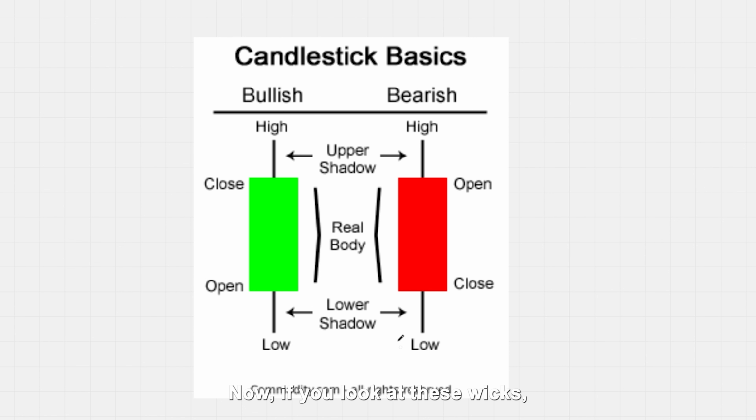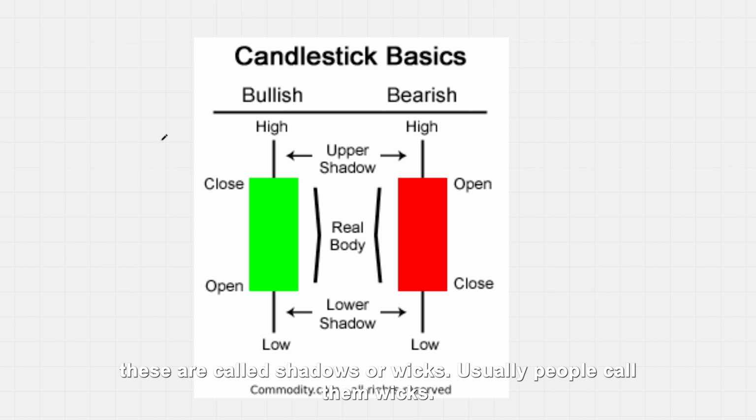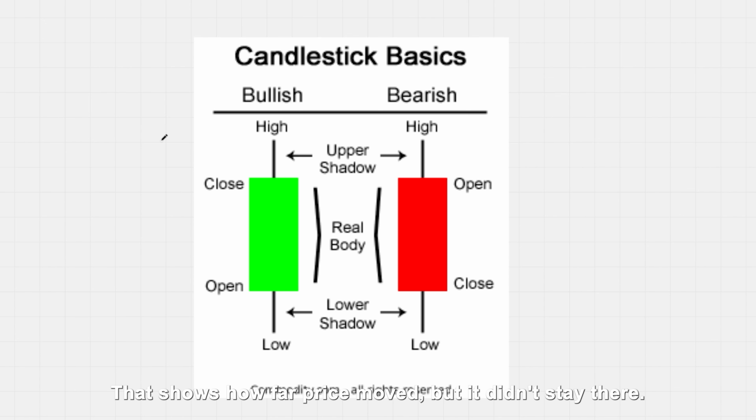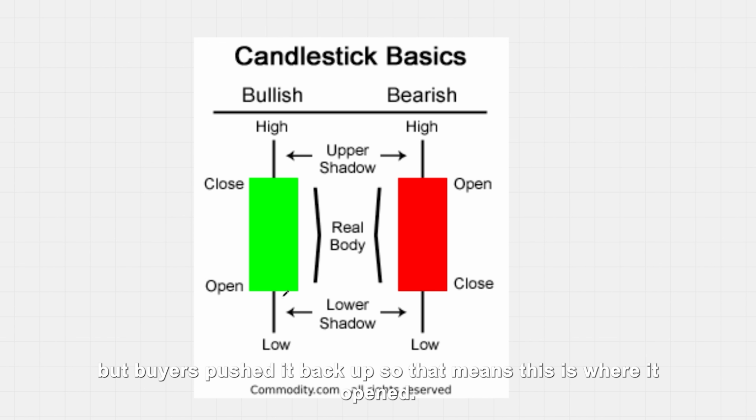Now, if you look at these wicks, the high and the low, these are called shadows or wicks. Usually people call them wicks. That shows how far price moved, but it didn't stay there. So if there's a long wick at the top, that means price went up there, but got pushed back down. Probably sellers stepped in. Same for the bottom wick. If it's long, price dropped low, but buyers pushed it back up.